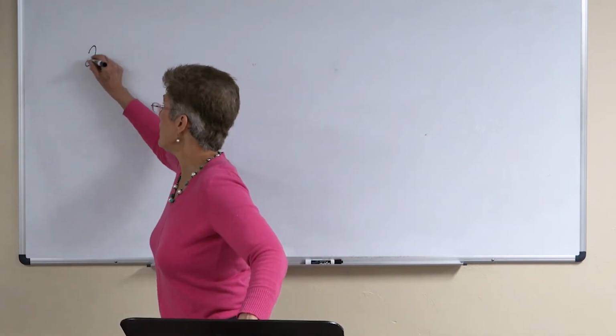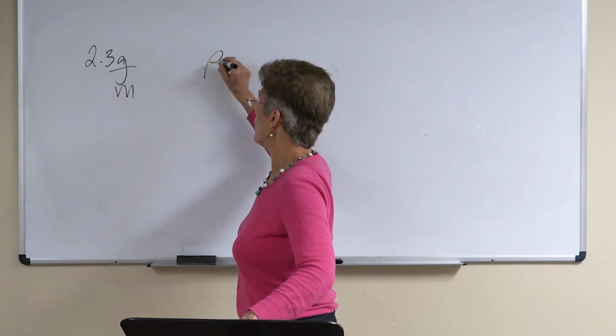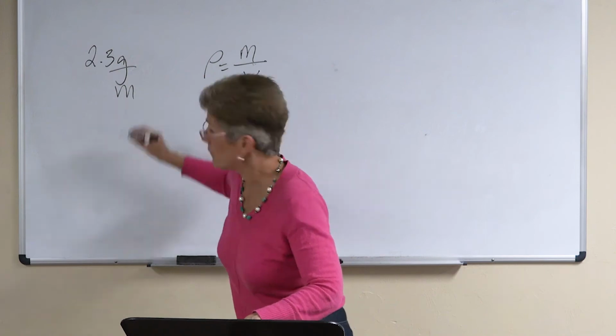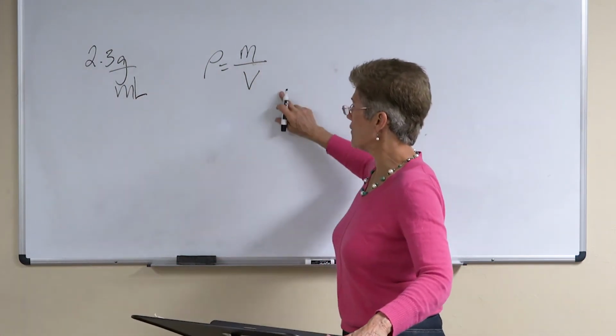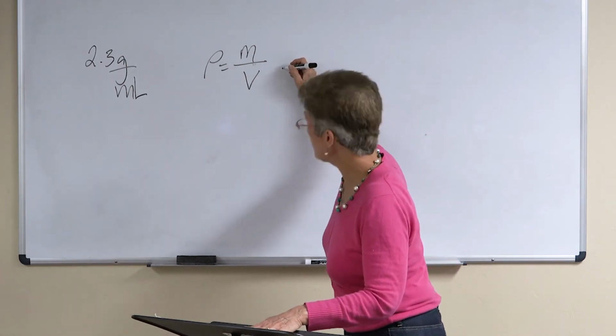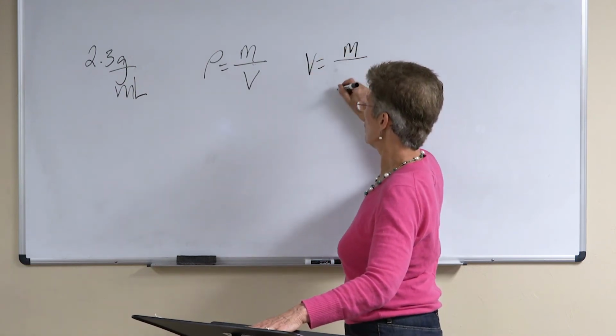Number 11, silicone has a density of 2.3 grams per milliliter. What is the volume of a silicone block that has a mass of 1.72 kilograms? So we know 2.3 grams per milliliter. And we know that rho equals mass over volume, don't we? We know that rho equals mass over volume. And we are told, what is the volume? So we're looking for V. So I'm going to go V equals M over rho.